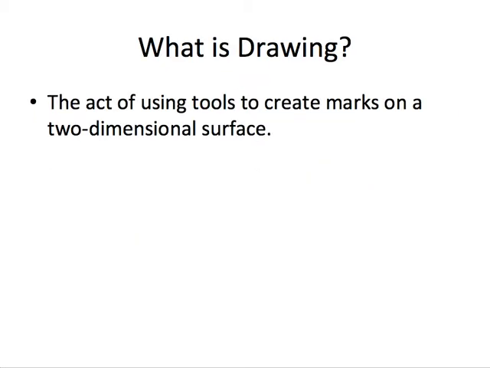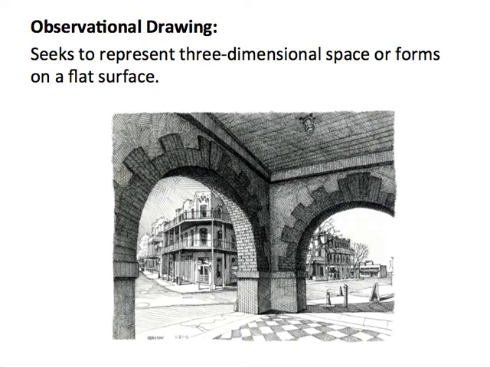Drawing is the act of using tools to create marks on a two-dimensional surface. Observational drawing seeks to represent three-dimensional space or forms on a flat surface. So in this class, we will focus on observational drawing.